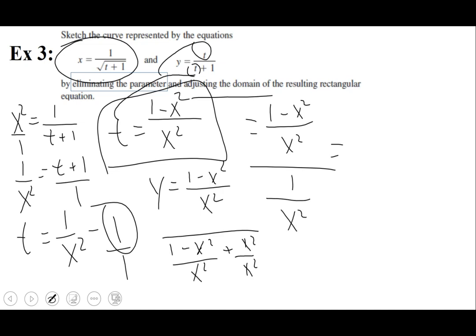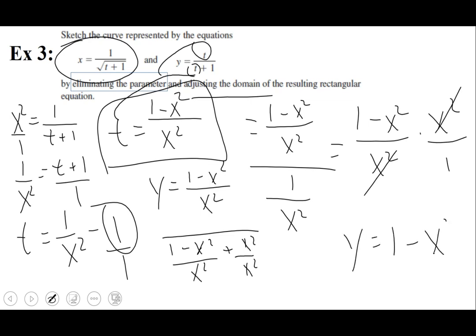And then hopefully you remember how to get rid of complex fractions. You do your old friend, the keep, change, flip. So 1 minus x squared over x squared times x squared over 1. That's going to cancel out those x squared, which means that your rectangular equation, now that you have eliminated the parameter, is y equals 1 minus x squared.